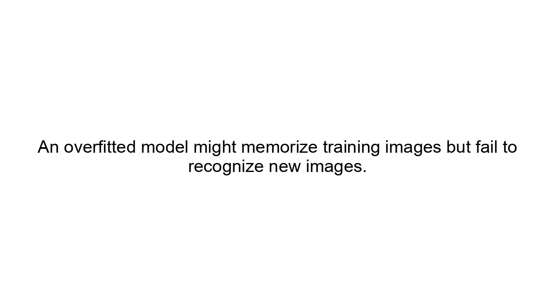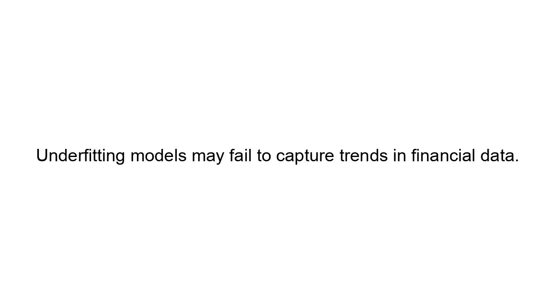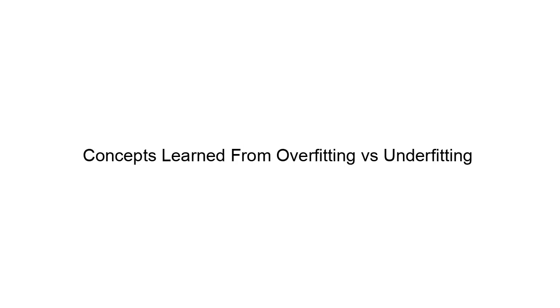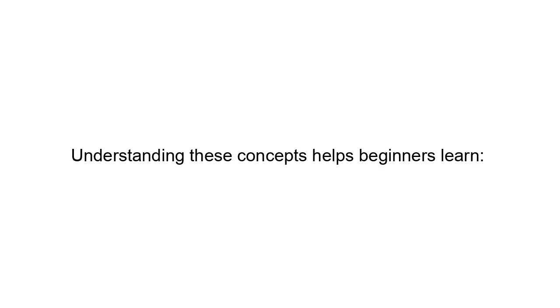Real-world examples. Image recognition: an overfitted model might memorize training images but fail to recognize new images. Financial predictions: underfitting models may fail to capture trends in financial data. Recommendation systems: balanced models help recommend products accurately without memorizing user behavior.